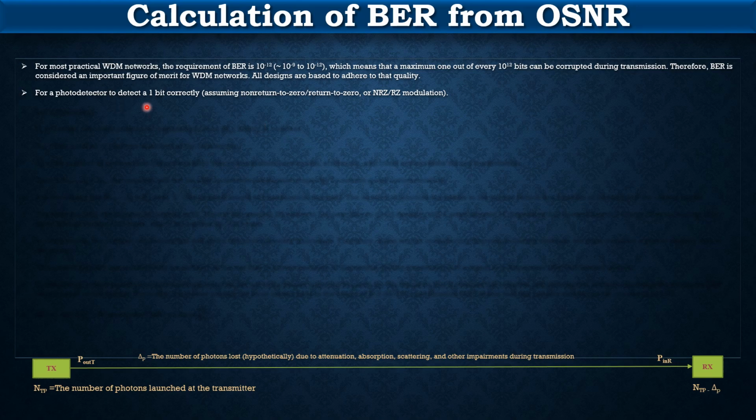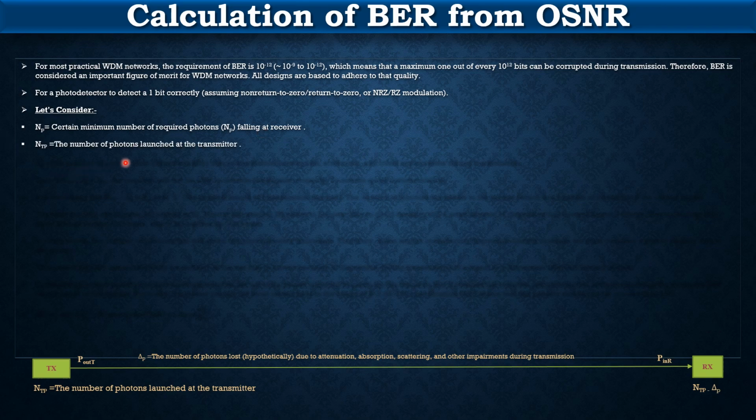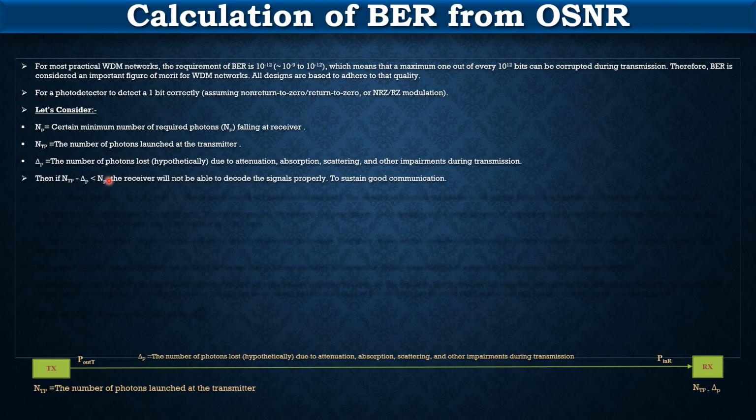For a photodetector to detect a 1 bit correctly, assuming non-return-to-zero or this type of modulation at the receiver side, let's consider NP, a certain number of photons required to fall at the receiver. So this is NP, the required number of photons which must be received at the receiver. NTP is the number of photons launched at the transmitter. Delta P is the number of lost photons. Then if NTP minus delta P is less than NP, or you can say NP is greater than this, the receiver will not be able to detect the signal properly.